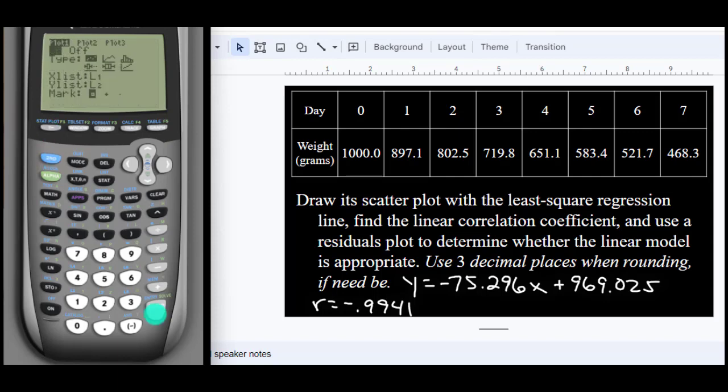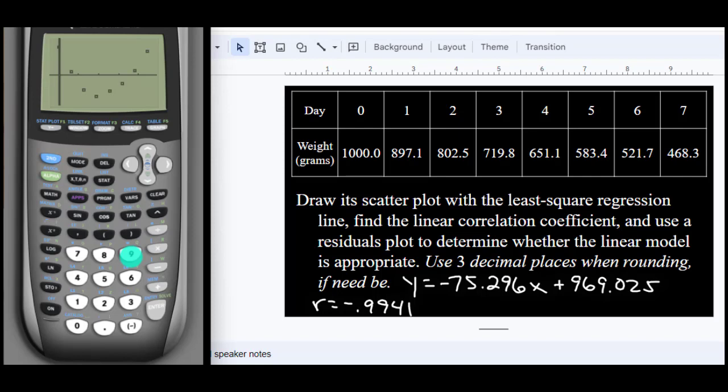And if you remember here, we had to change L2 into the residual. And the way we do that is second STAT, which takes us to the names. And if you go down to number 7, you can see in this calculator, that's number 7. The residual is going to be our y value. Okay? And then if we do ZOOM 9, we see this.